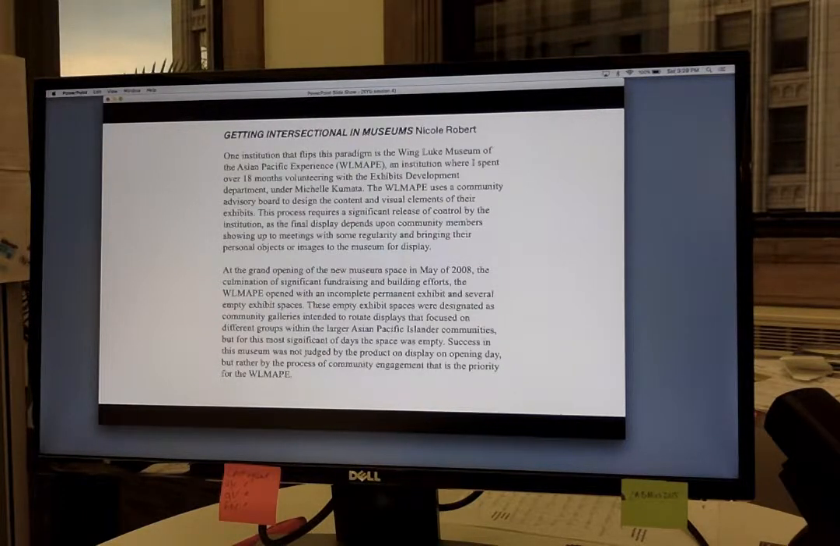So the result is when this museum opened in 2008, with significant fundraising and building efforts. So it's actually a model that I like to look at in the work that we'll go into some detail today as our case study, the museum that I worked at previously, the National Public Housing Museum.